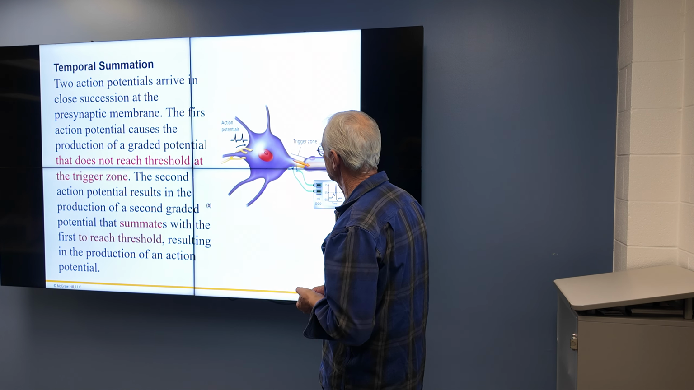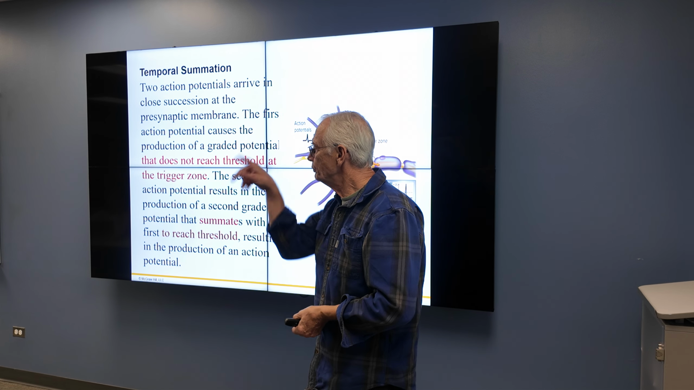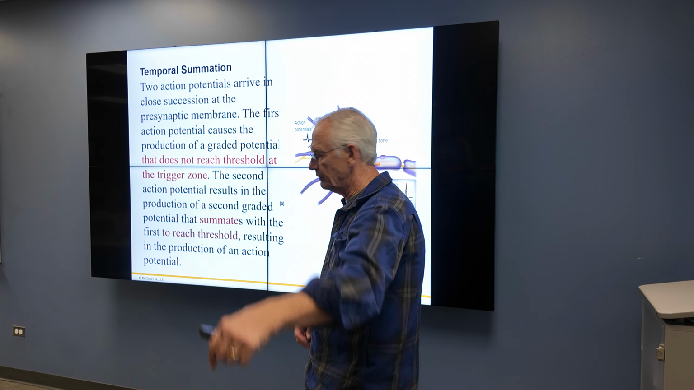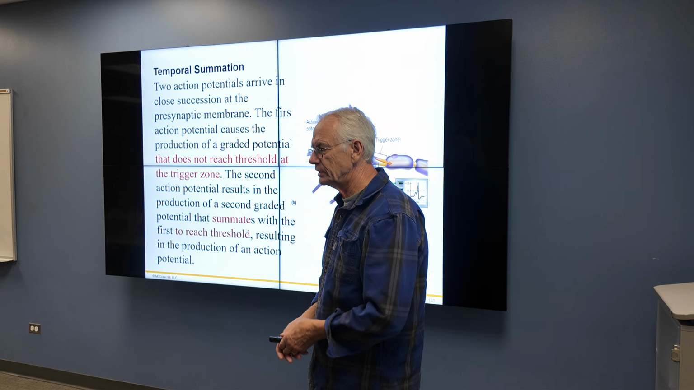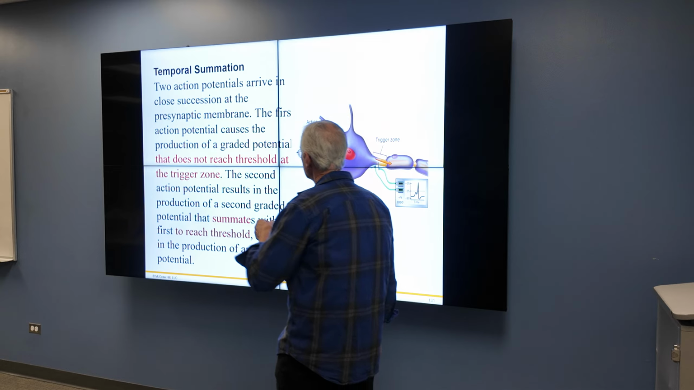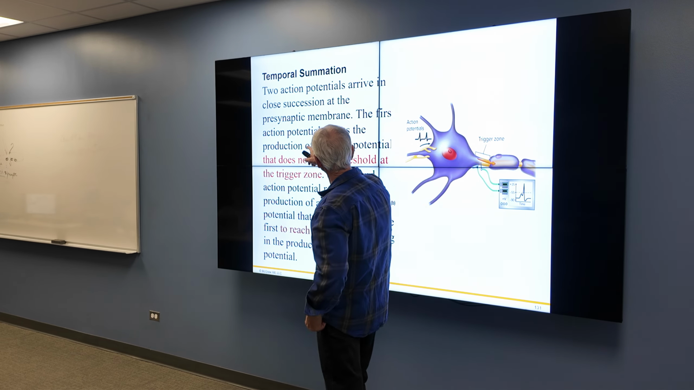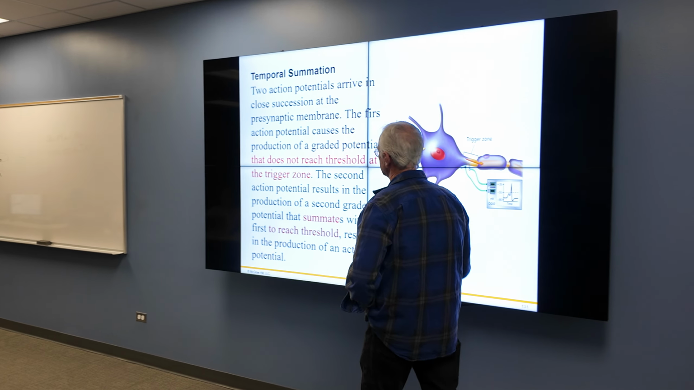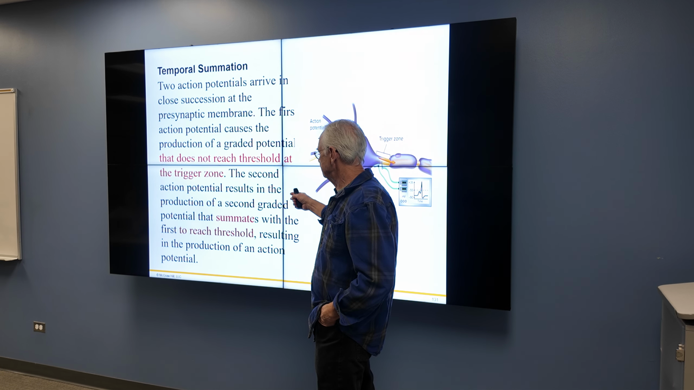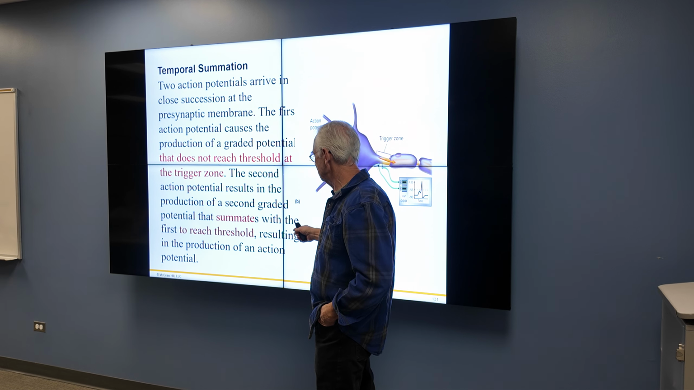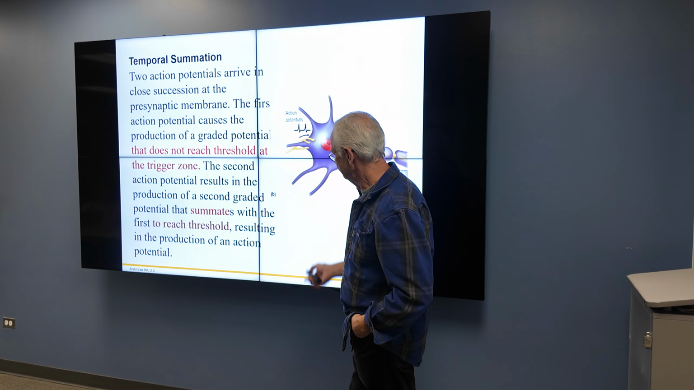Temporal summation. Now, two action potentials arrive in close succession. Boom, boom. Okay, rather than one over here and one over here that summate, this is going to be boom, boom, one on top of the other, so to speak. The first action potential causes the production of a graded potential that does not reach threshold at the trigger zone. The second action potential results in the production of a second graded potential that summates, reaches threshold, and produces an action potential.